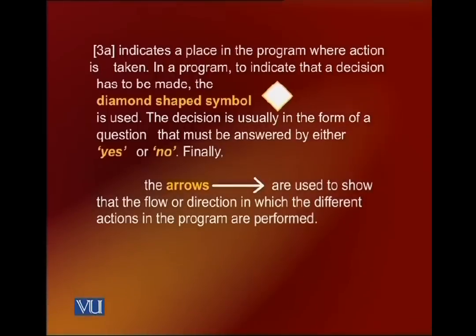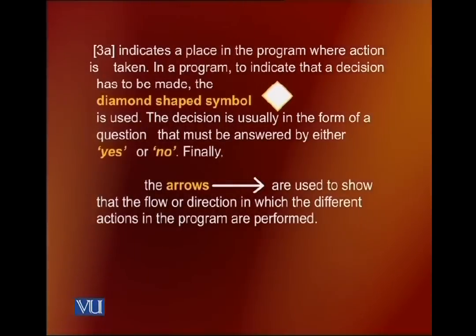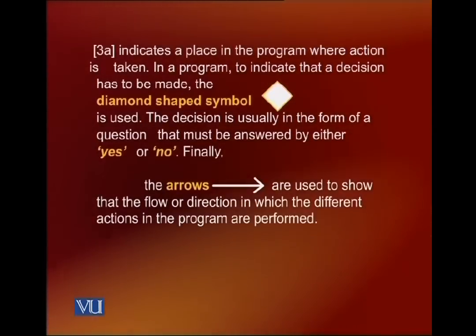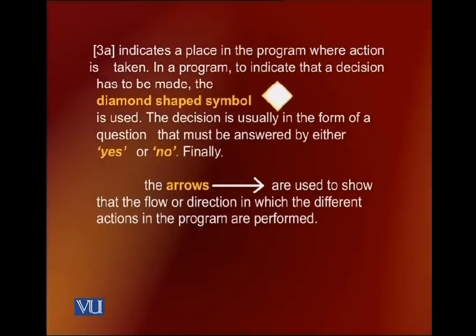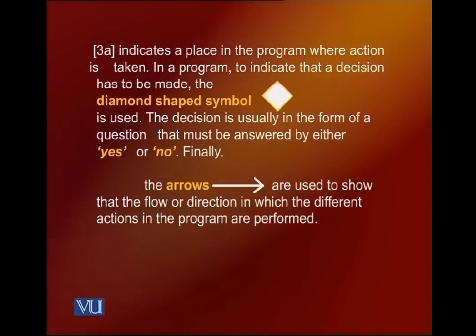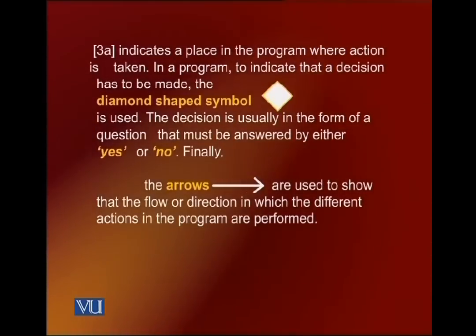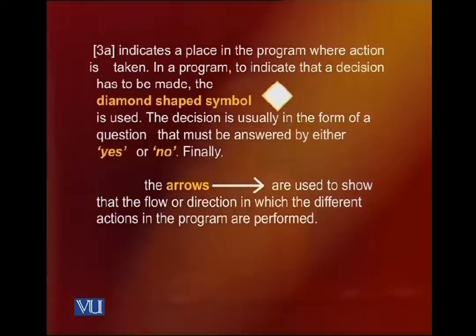In a program, to indicate that a decision has to be made, the diamond-shaped symbol is used. The decision is usually in the form of a question that must be answered by either yes or no. Finally, the arrows are used to show the flow or direction in which the different actions in the program are performed.